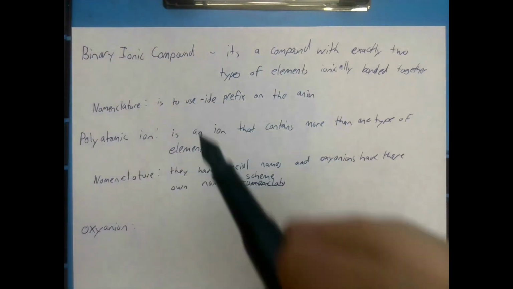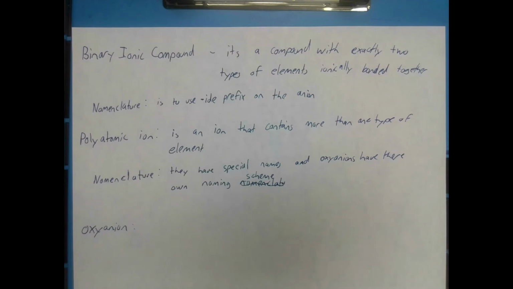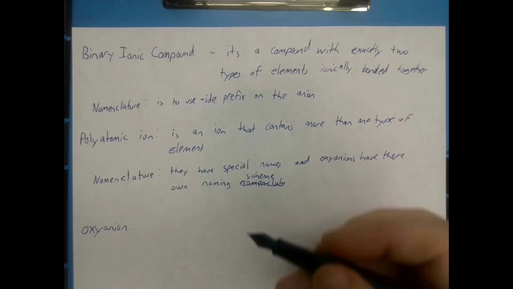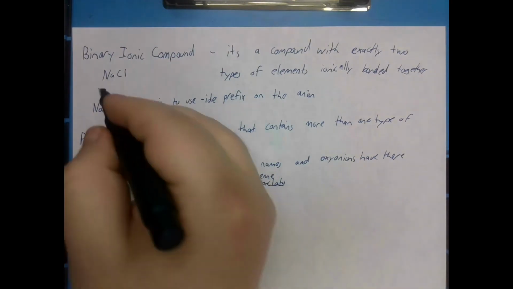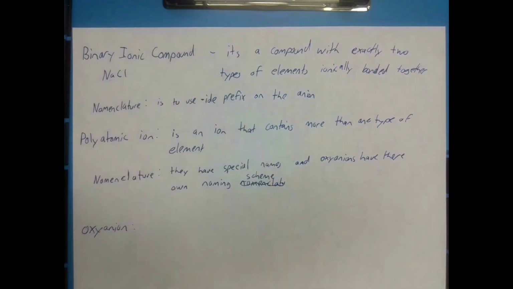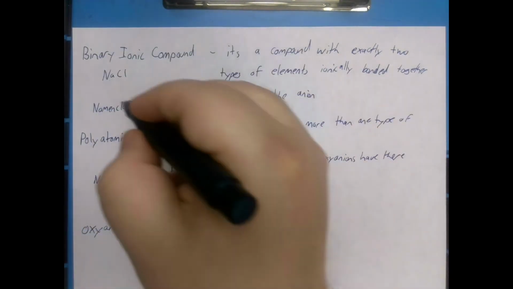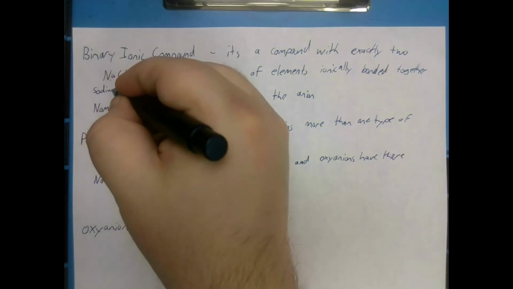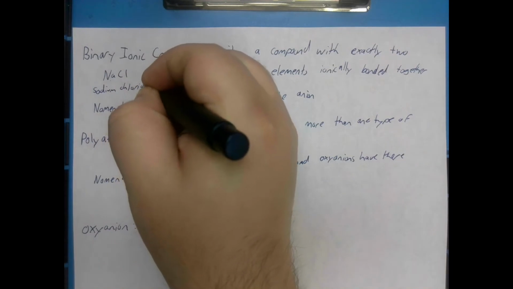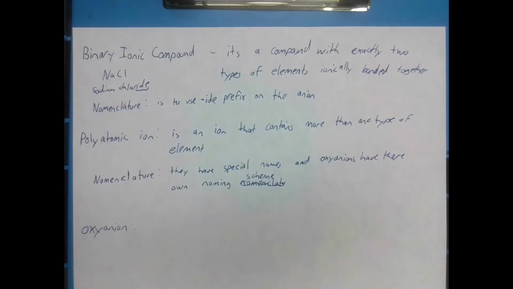So a binary ionic compound is a compound that has exactly two types of elements that are ionically bonded together. The nomenclature is simple. You just use the -ide suffix on the anion. So an example would be NaCl. That's a binary. It has exactly two elements. And the name for it would be not sodium chlorine. It would be sodium chloride. You replace the ending with -ide.